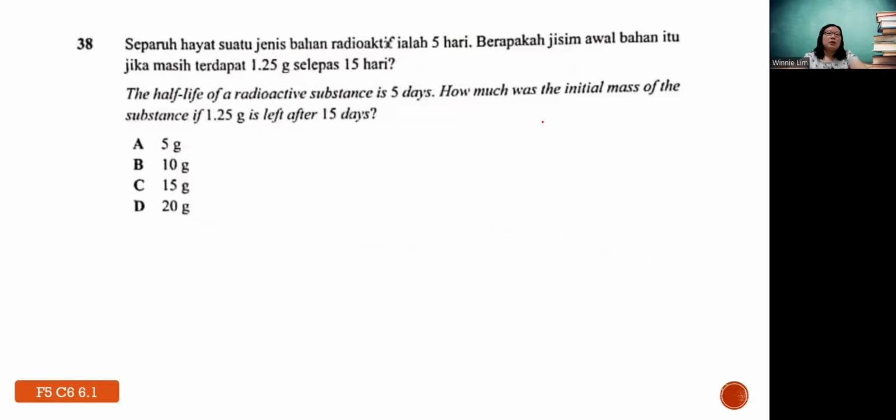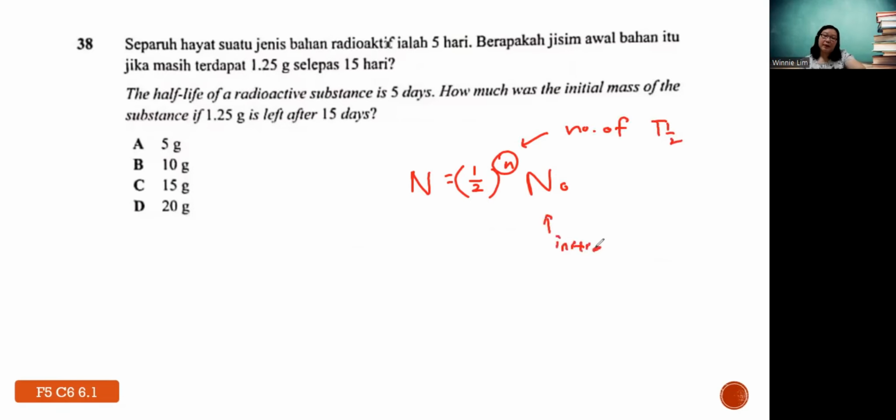38. Now, the half-life of the radioactive substance is 5 days. What was the initial mass of the substance if 1.25 gram is left after 15 days? So this is the half-life idea. There is one equation under this topic, which is N equals (1/2)^n times N0, whereby this n is the number of half-lives. This N0 is the initial mass, which is what we want to find. This N is the mass that is left.